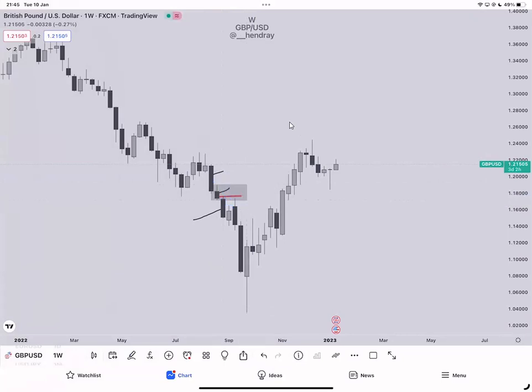So that was a drop. What I mark here with a rectangle is the base, and then this last third candle is also a drop. This third candle here.